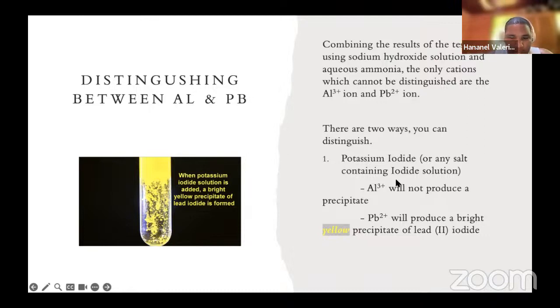An iodide ion. Aluminum will not produce a precipitate. Aluminum will not react with iodine, okay? So aluminum doesn't react with any of the group 7 elements after bromine. So it will not produce a precipitate with iodide. And lead, however, will produce a bright yellow precipitate of lead 2 iodide. So to distinguish between the aluminum and the lead ions, we will use potassium iodide, okay?